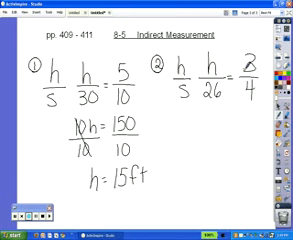So that information isn't given, but that's just a piece of information that you're expected to know, that there are 3 feet in a yard. When you cross multiply, h times 4 is 4h. And then you multiply 3 times 26, which is 78. Divide both sides by 4.